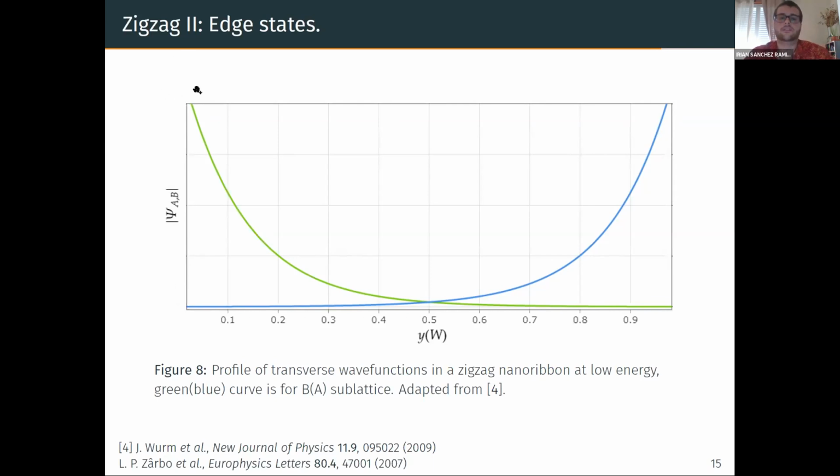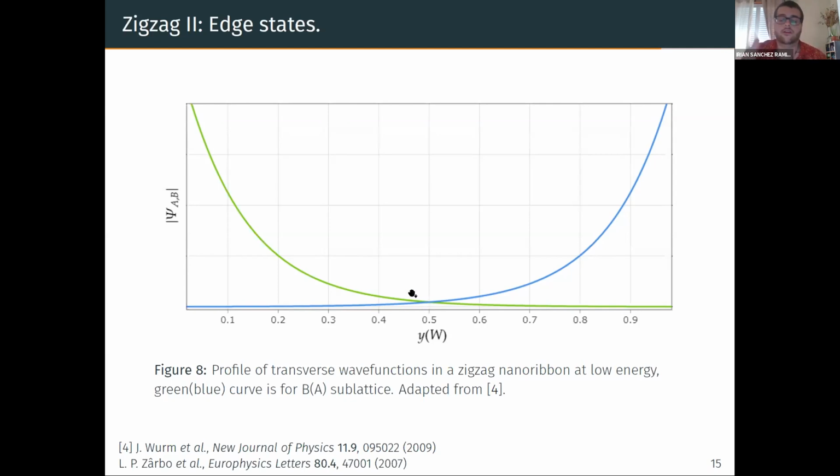What's happening here is that the overlap between these wave functions of the localized states is granting, for zigzag nanoribbons, a channel at low energy for electronic transport. Even though the density of electronic charge is peaked on the edges, the current density is peaked at the center of the ribbon, as told by Sarbo et al.